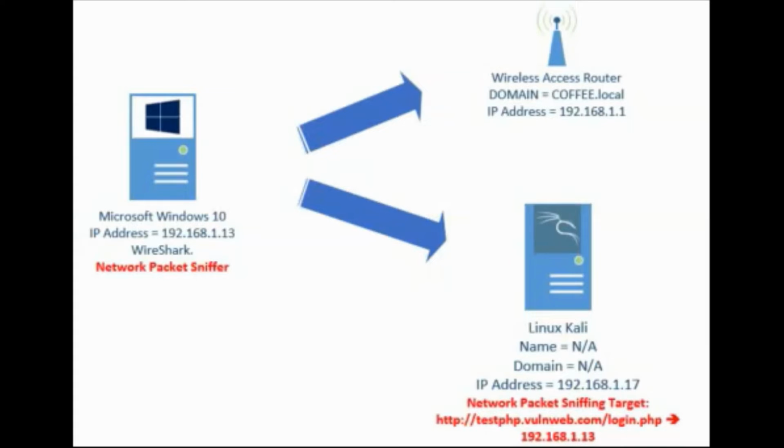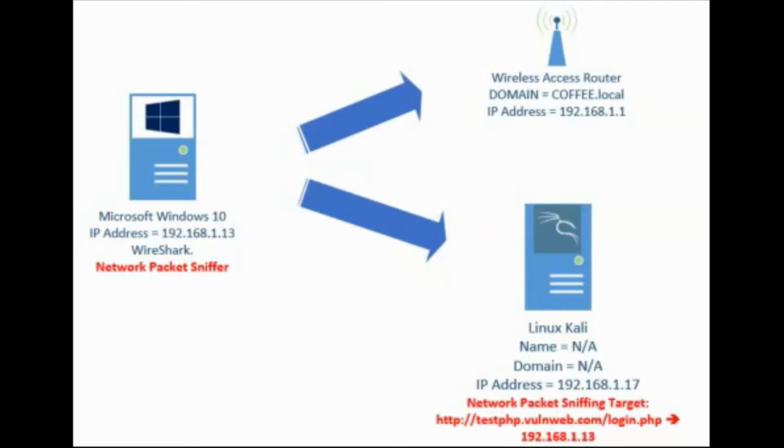In this white hat experiment, we will be utilizing two virtual machines installed over Oracle VM VirtualBox and a physical router. The malicious device will be the Windows 10 device with an IP address of 192.168.1.13, and we will be utilizing the pre-installed toolset of Wireshark to initiate the attack.